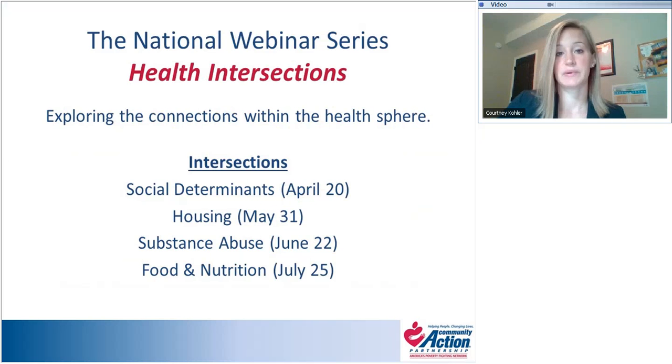So this national webinar series, this is one of the open groups, and it's all around different intersections with health. So the first one we talked about was the social determinants of health, and that was back in April. And then housing was just a few weeks ago in May. And then today we're focusing on substance abuse, like I said. And then in July we'll be talking about food access and nutrition. And so a little bit more about that after the webinar.